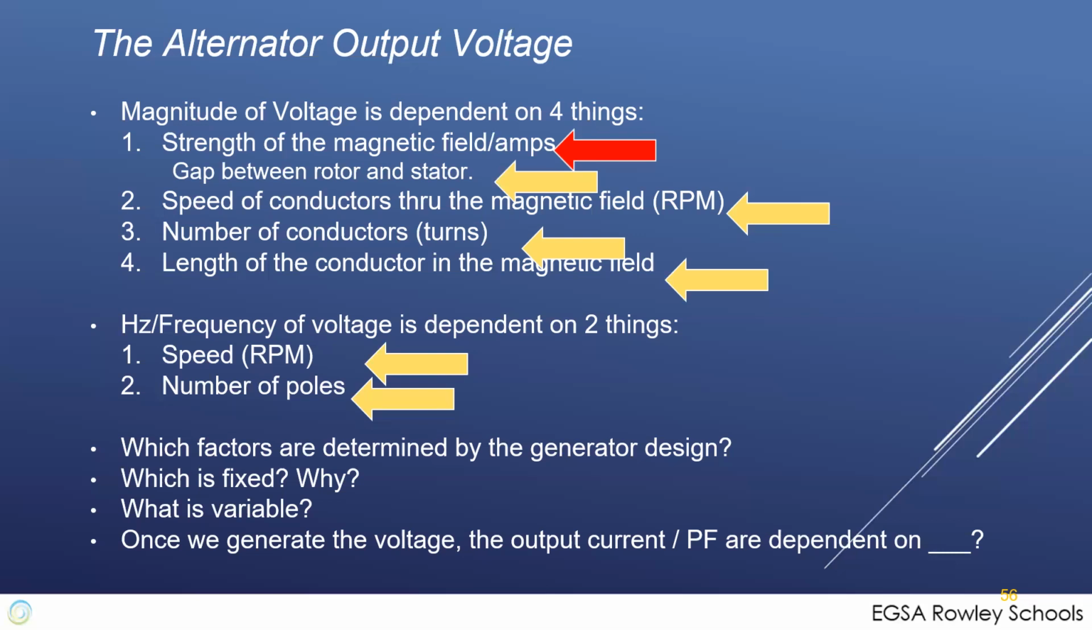Once we generate the voltage, all we do is generate a voltage, but the amount of current that flows, and thus the power factor or power quality of that, are dependent upon the load. Very good, Cliff. You're right. The load. The load applied. All we can do is produce a voltage.